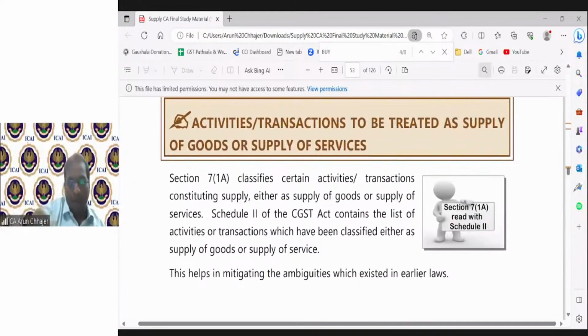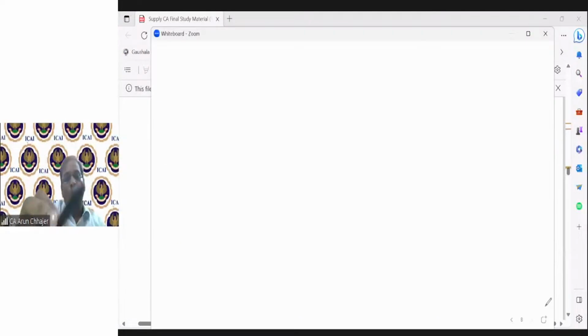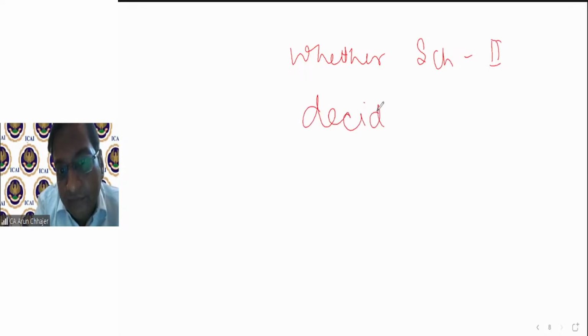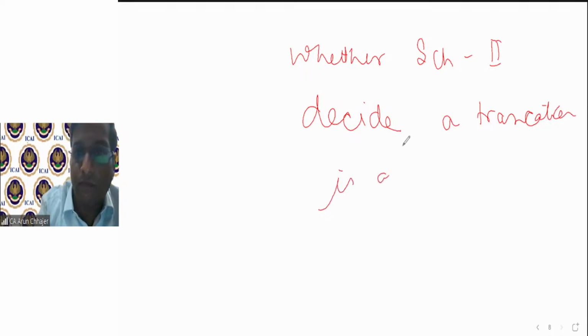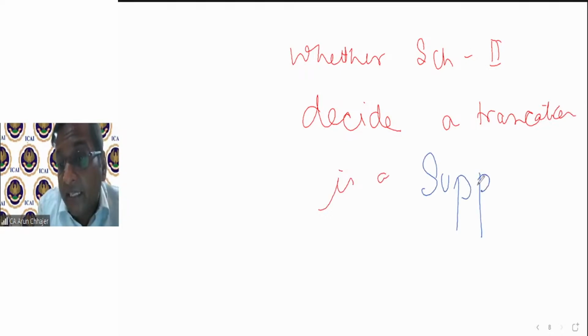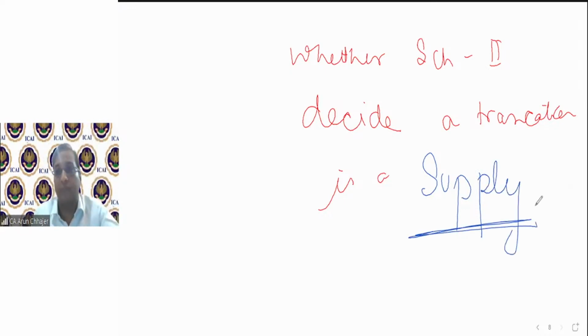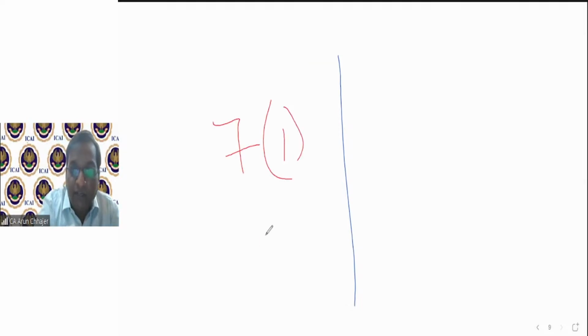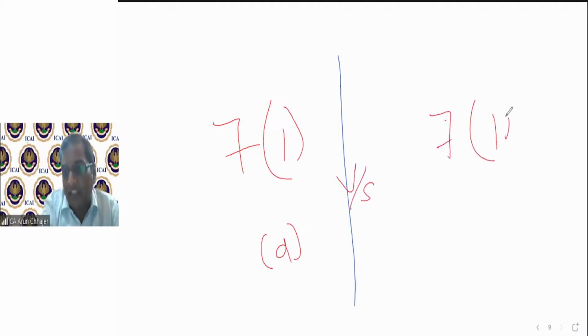Let me talk about this concept also. This is very important to understand the particular point. See what happened earlier. So my point is, whether Schedule 2 can decide a transaction is a supply or not. What is my point? My point is, can Schedule 2 decide that that particular transaction is a supply? Why I am saying so? I have to explain 7(1) clause D versus 7 subsection 1A.